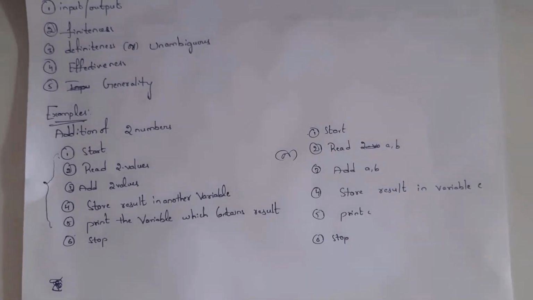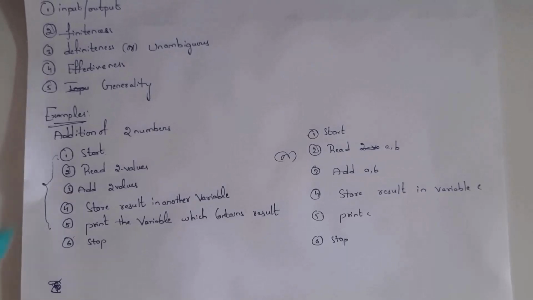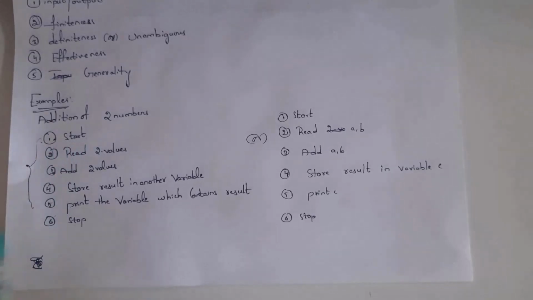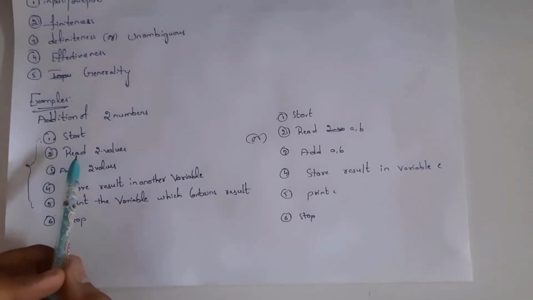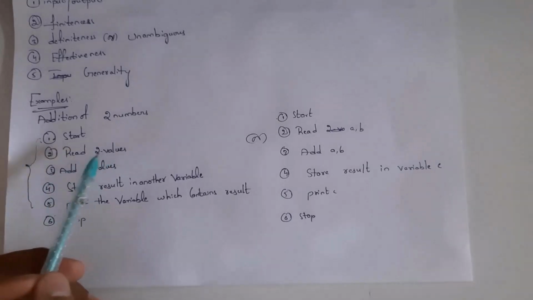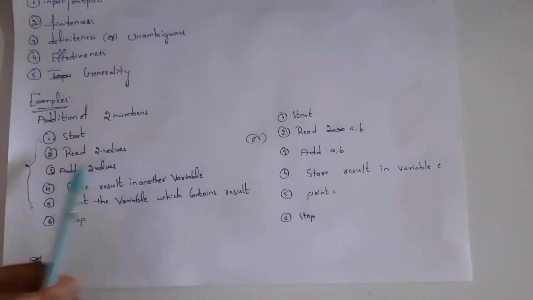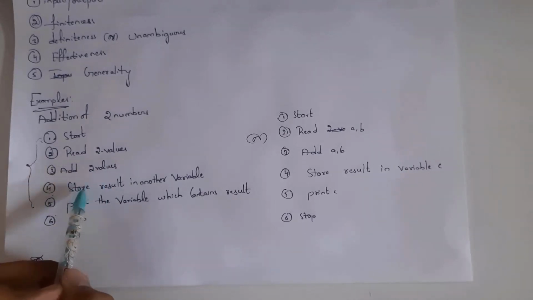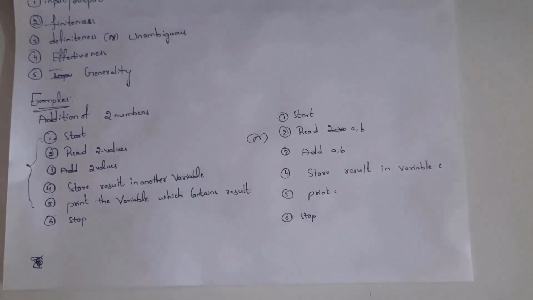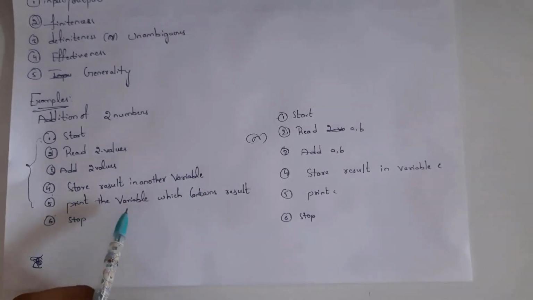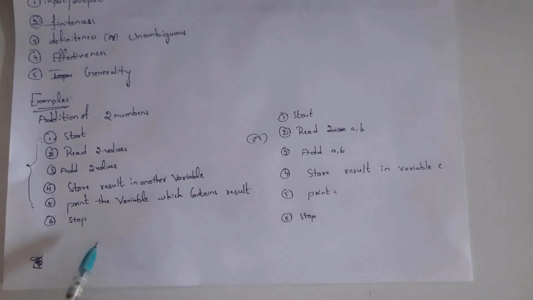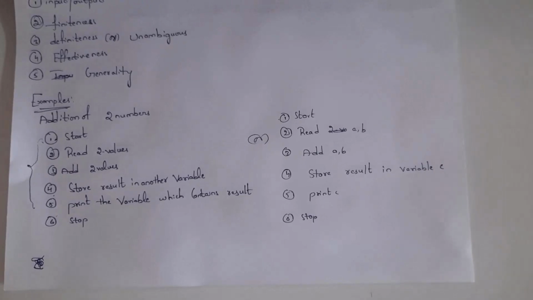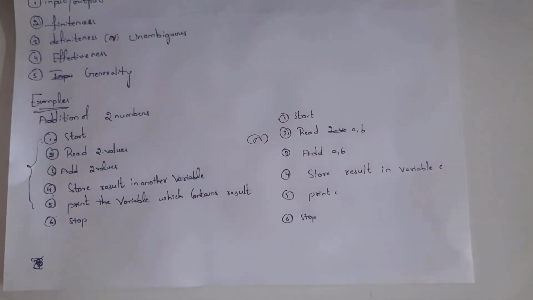This is an example. Here I am writing an algorithm for addition of two numbers. Step 1. Always step 1 is start, because I am starting the algorithm. And in step 2, I am reading two values. After reading two values, in step 3, I need to add these two values. After adding, in step 4, I need to store this result in another variable. And at last in step 5, I need to print the variable that contains the result. And at last step 6 is stop. This is how we need to write an algorithm. There is no proper rule that we need to follow in order to write an algorithm.